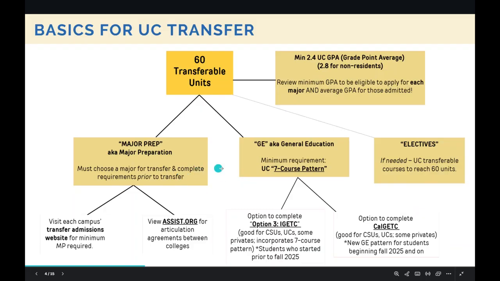If major prep courses and GE courses do not add up to 60, that is when elective courses come into account. If needed, you might want to take additional UC transferable courses to reach the overall 60. Most students might not get to this option because most students with major prep and GE, they add up to 60.